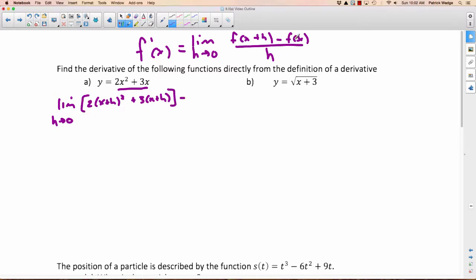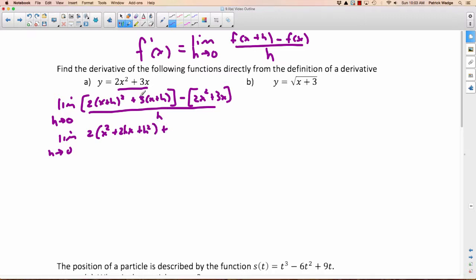Then I'm going to subtract the actual function, f of x. I'm going to subtract 2x squared plus 3x. And that's all over h. Now you just have a whole bunch of algebra to do. So we have 2, and then x plus h squared. Well, that equals x squared plus 2hx, or xh, I suppose, whichever way you want, plus h squared, plus, distributive property here, 3x plus 3h. I'm going to distribute this negative sign, so I get negative 2x squared and negative 3x all over h.